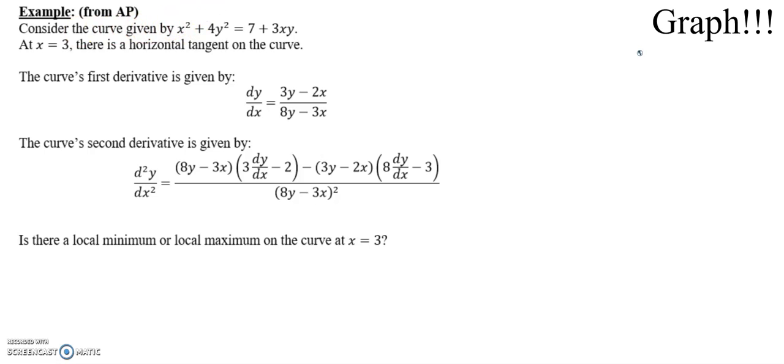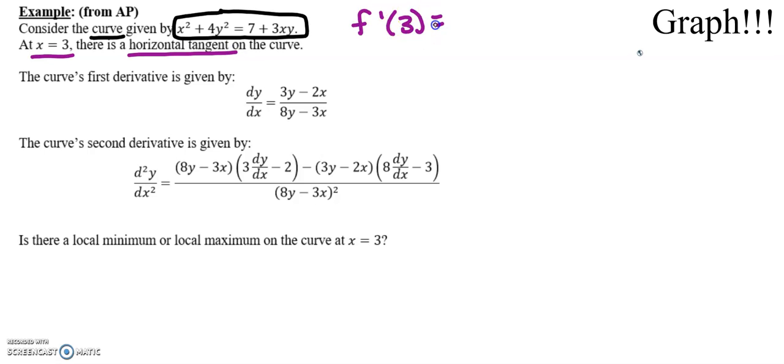Okay, we left off with this one. Consider the curve given by this thing, whatever curve that is. Notice this is a curve, not a function, because we've got some y's that are implicit in there. We know that at x equals 3, there is a horizontal tangent, so that means that f prime of 3 is equal to 0.